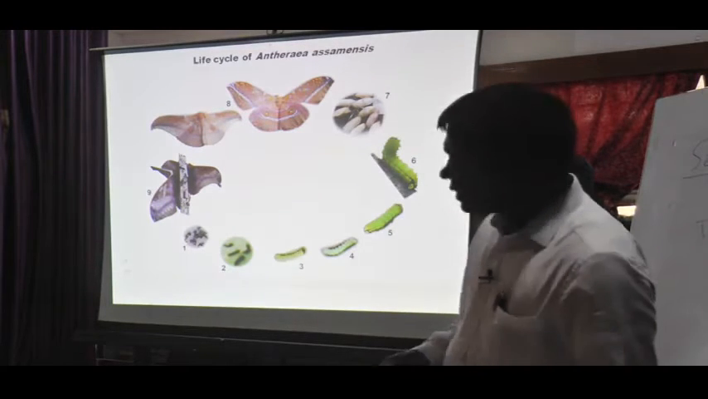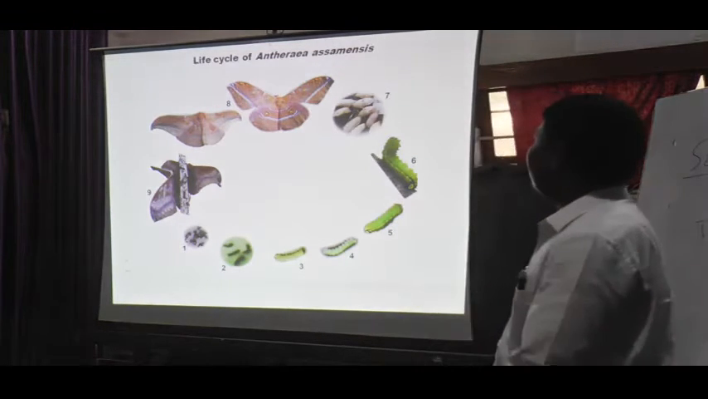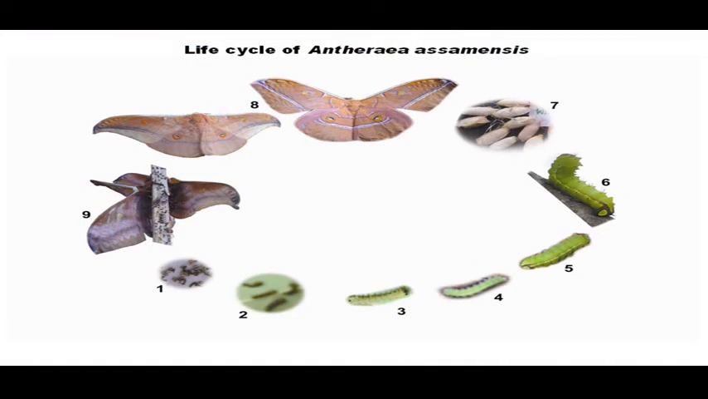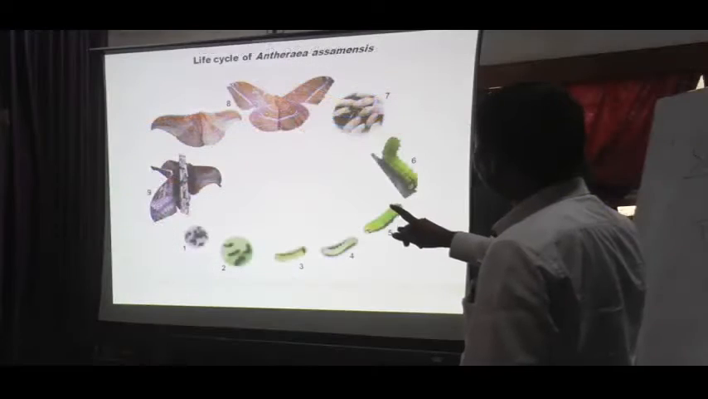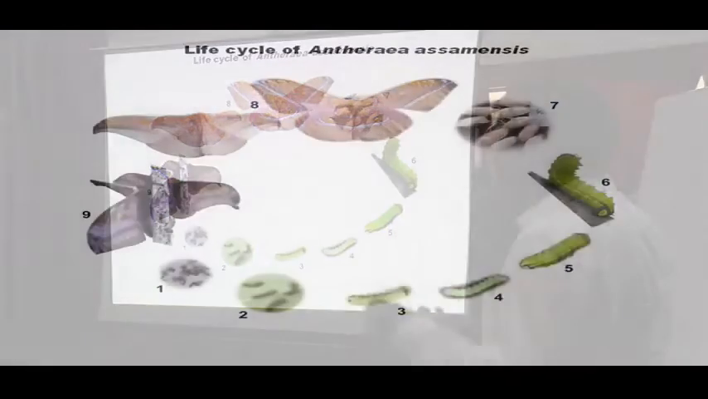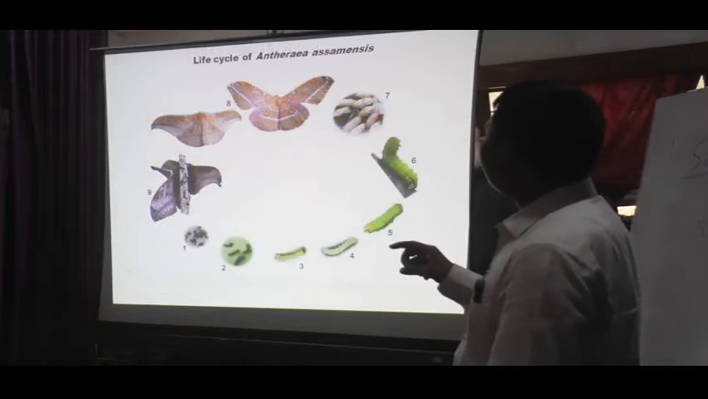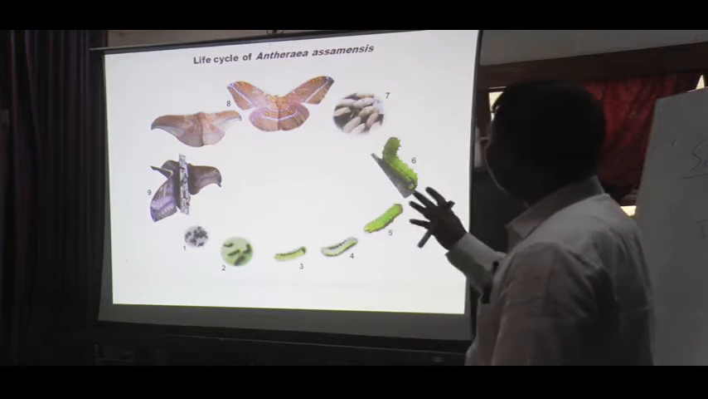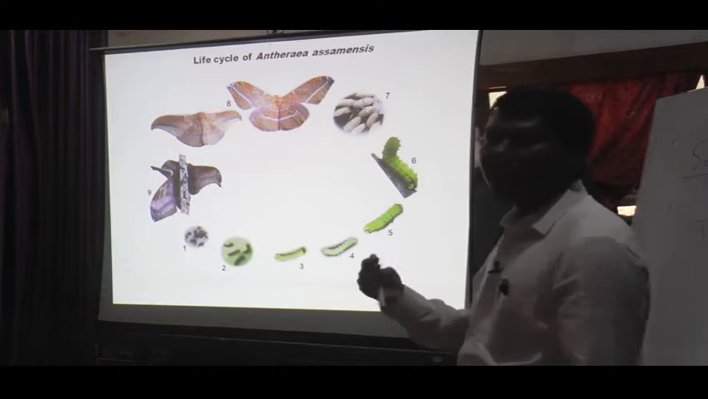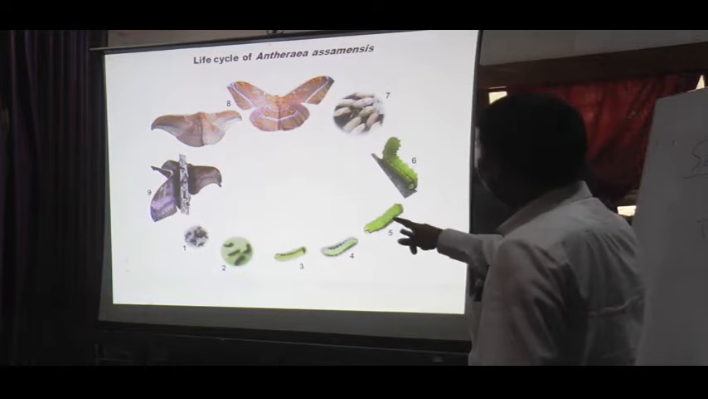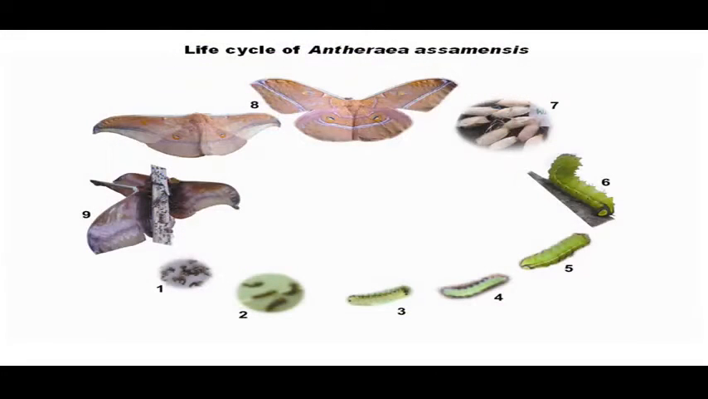Another important topic is the life cycle. In the case of Antheraea assamensis, the Muga silkworm, if we see the different stages right from the eggs and the first instar larva, like other butterflies, the life cycle of the Muga silkworm is also divided into four different stages: eggs, larva, pupa, and adult. There are five larval stages, with four molts. Then we have the cocoon.